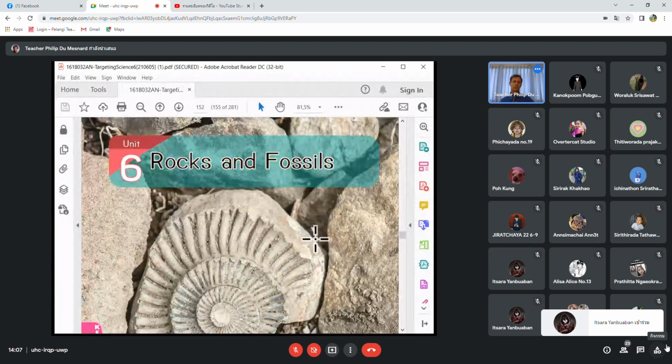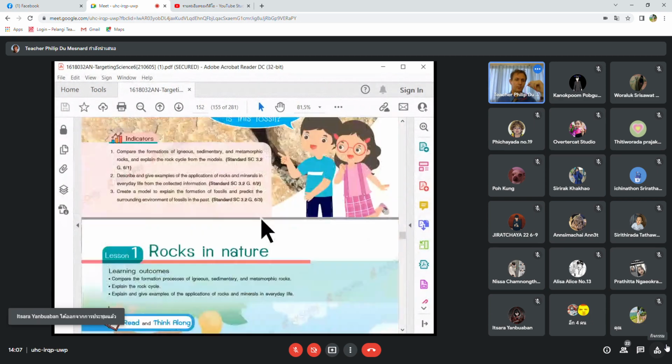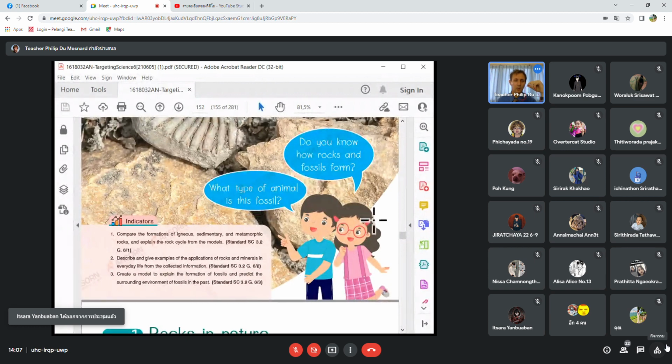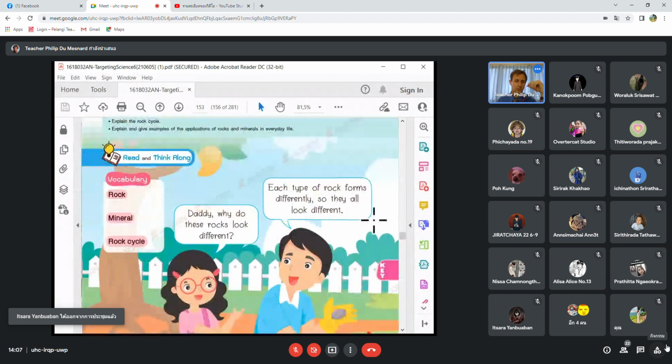Okay, so this unit is rocks and fossils. If you look at the rocks, you'll see that they're different. Why? Because they were formed in a different way. And then the word mineral, a mineral is the thing inside the rock. But the rock can have maybe 3 or 4 or 5 minerals inside the rock.